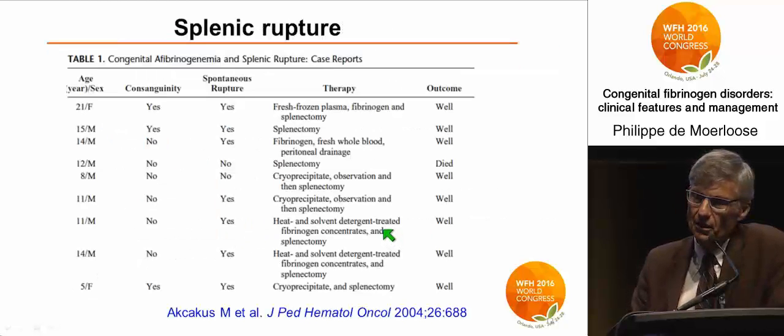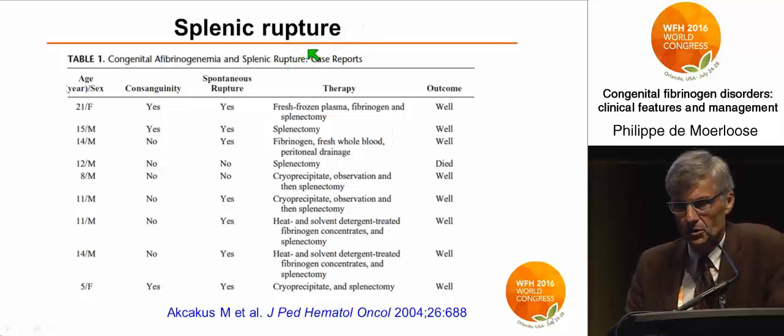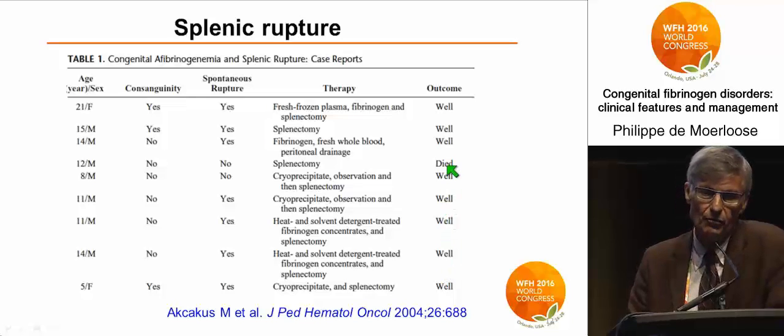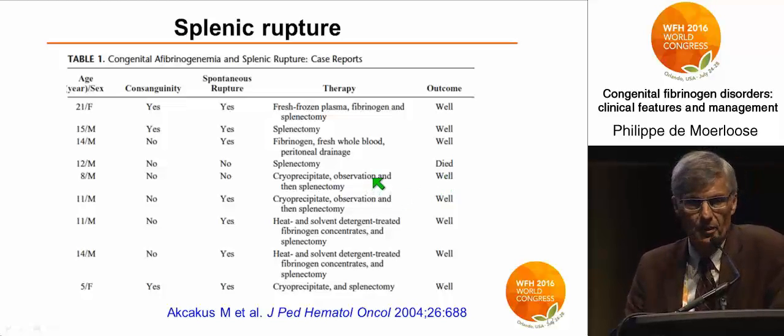There are some particular features concerning afibrinogenemia, and one of them is splenic rupture. It's a dramatic event, and usually the people die. In this series, the outcomes were relatively good, except this one. But I'm aware of other cases where it was just a disaster, partly depending on the place where you live.